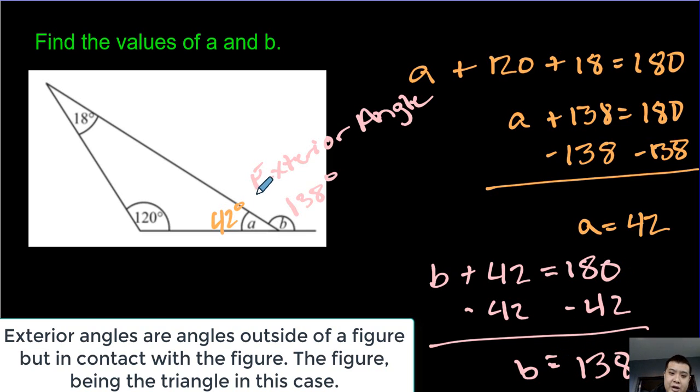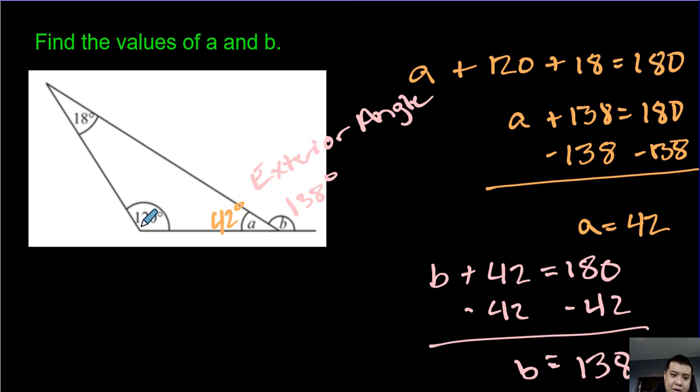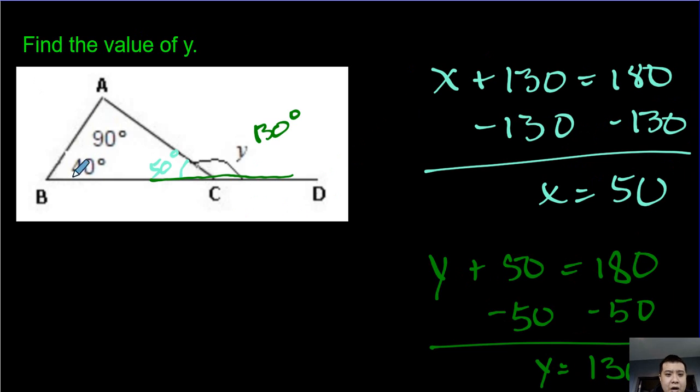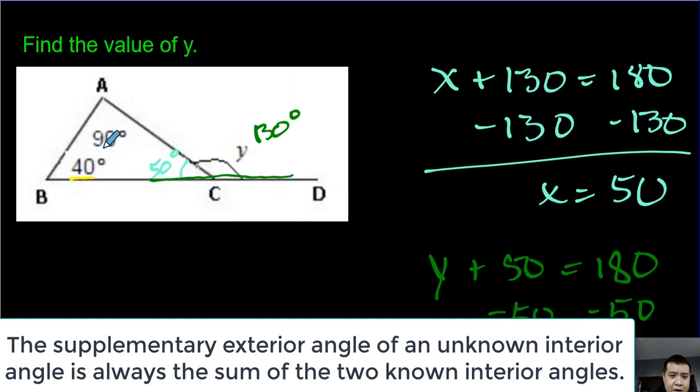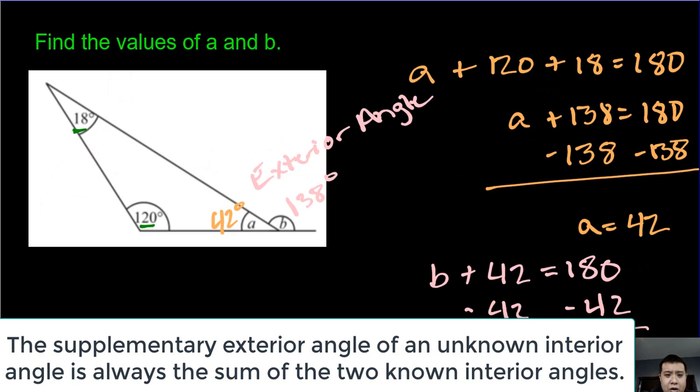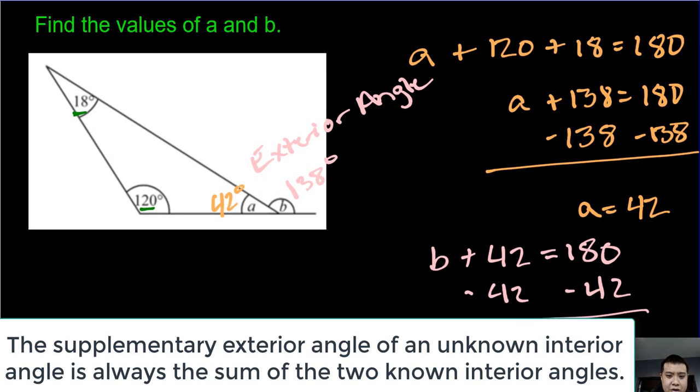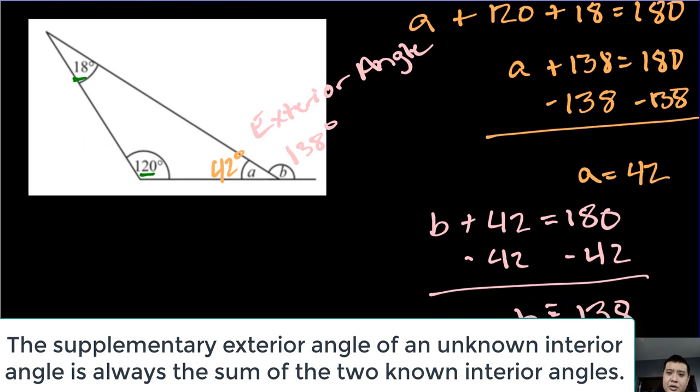Notice that the exterior angle is the sum of the two interior angles that we know. Right here, 120 plus 18 is 138. The same thing happened over here. The exterior angle right here adds up to 130. That's because we know that all the interior angles have to add up to 180, and then these two angles have to add up to 180, right? So both of those have to add up to 180.